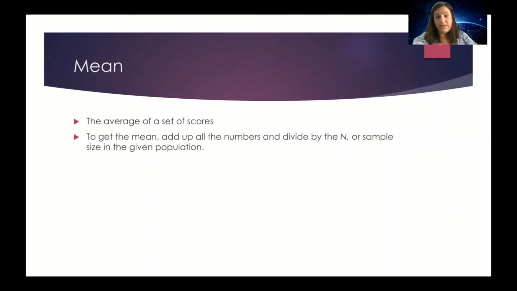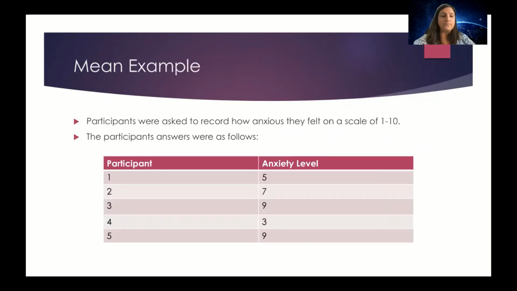What you do to get the mean is you add up all the numbers and you divide by n, or the sample size in a given population. So how many participants or how many people you had in your population is what you divide the total by. So let's take an example to help you guys understand.